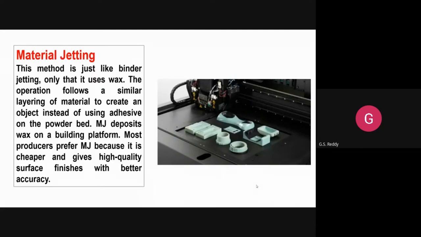The material jetting method is just like binder jetting, only that it uses wax. The operation follows a similar layering of material to create an object instead of using adhesive on the powder bed. The material jetting deposits wax on the build platform. Most producers prefer material jetting because it is cheaper and gives high quality surface finishes with better accuracy.